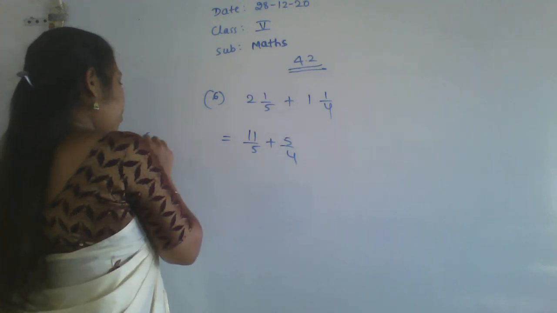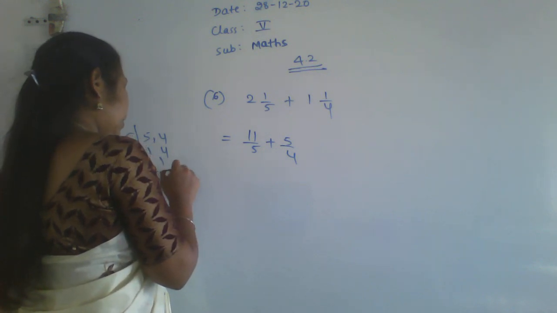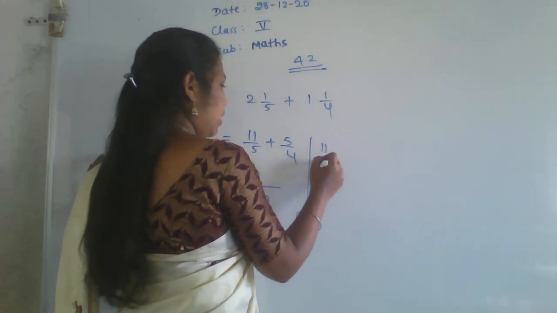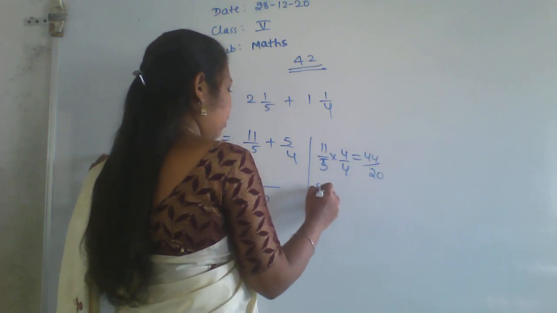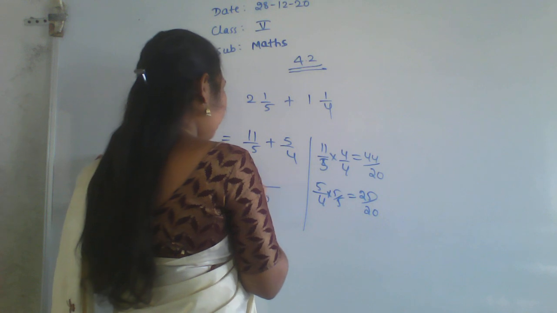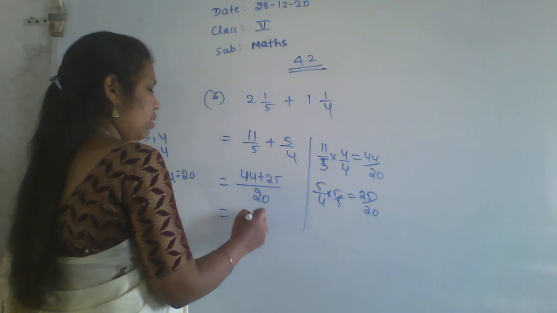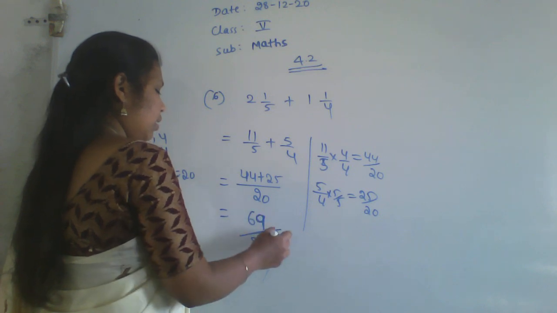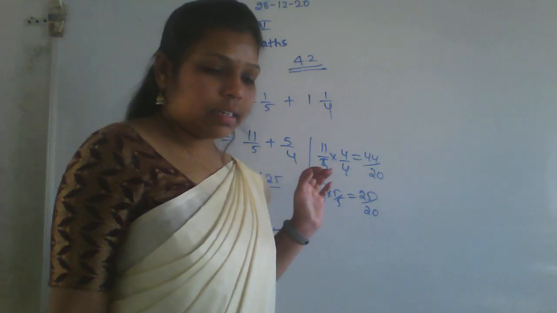Now take the LCM of 5 and 4. What is the LCM of 5 and 4 here? That is 20. Right? So here 20. Next, if you don't know directly, then do it like this: 11 by 5 multiplied by 4 by 4, that is 44 by 20, and here 5 by 4 means multiply with 5 by 5, 25 by 20. Okay. Now 44 plus 25. Now add the values. 69. So 69 by 20 is the answer. Getting? Okay. So this is the method.